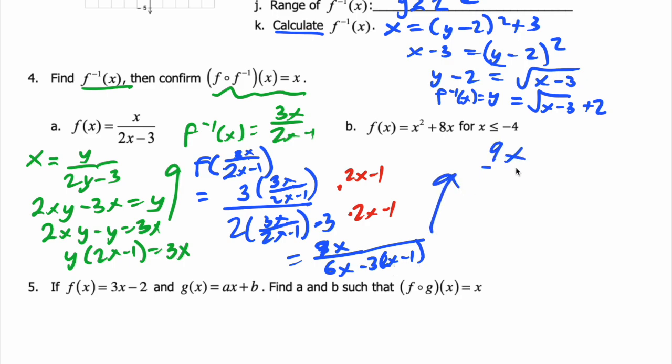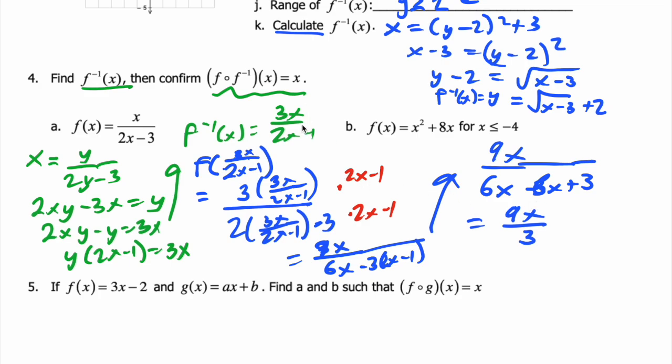So that's 9x over 6x. Is that going to be a minus, or should that have been a plus somehow? We'll see. 3 minus 6x. Oh, okay, that makes sense. Plus 3. That gives us 9x over 3, but the answer is supposed to be x, so we must have made a mistake somewhere.